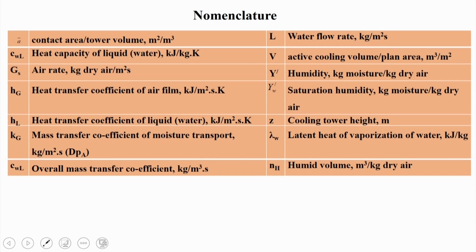coefficient of the moisture transport, in kg per meter square second, and CWL is equal to overall mass transfer coefficient, in kg per meter cube second, and capital L is equal to water flow rate, in kg per meter square second, and active cooling volume per plane area, in meter cube per meter square, that is the capital V, and Y prime is the humidity, in kg moisture per kg dry air, and YW prime is equal to saturated humidity, in kg moisture per kg dry air, and Z is the cooling tower height, in meter, and lambda W is equal to latent heat of evaporation of the water, in kilojoule per kg, and nu H is equal to humid volume, in meter cube per kg dry air.